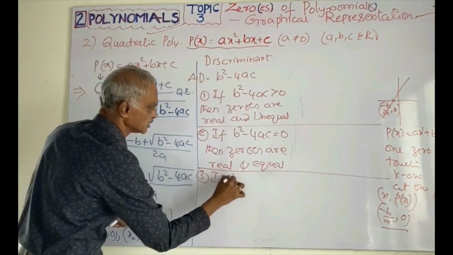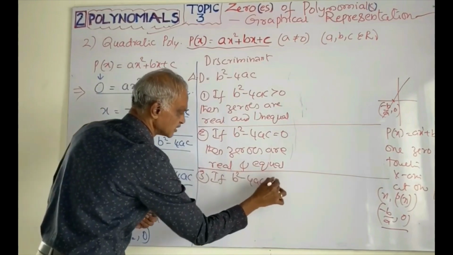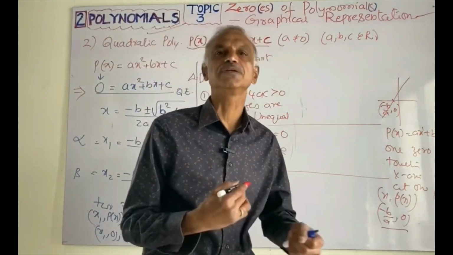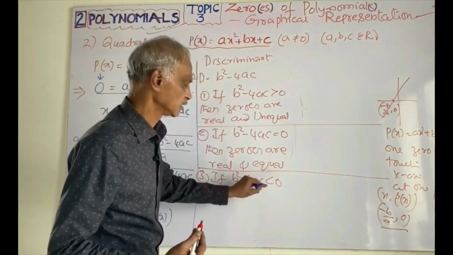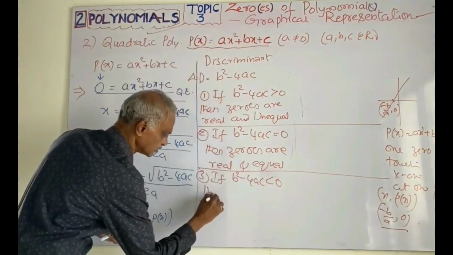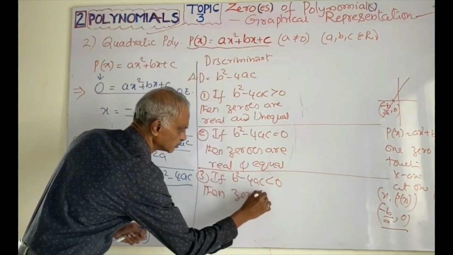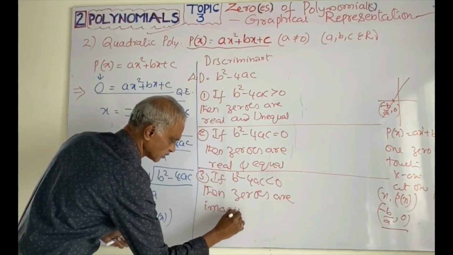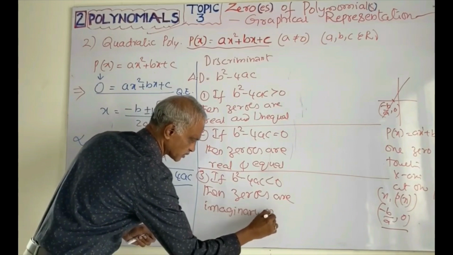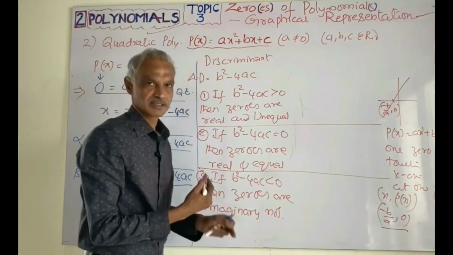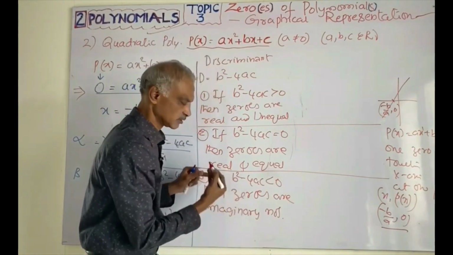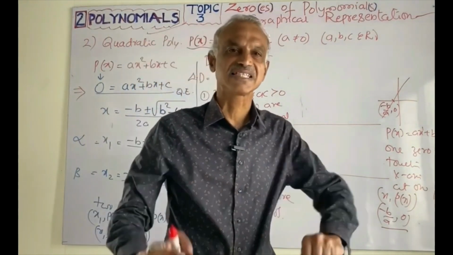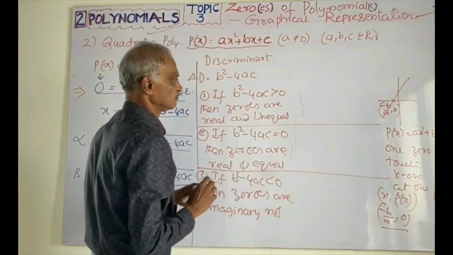Third, if b square minus 4ac is less than 0, less than 0 means negative. If we get negative, then zeros are imaginary numbers. The graph of this quadratic polynomial does not touch the x-axis in any way. See, I will draw this graph.